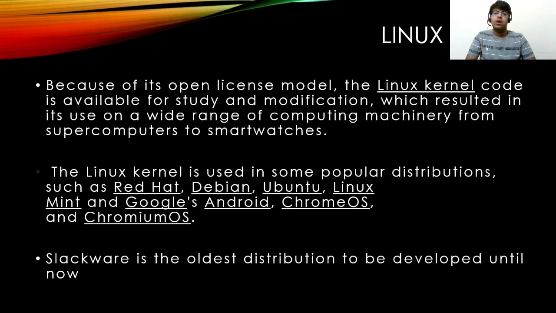Here's a fact: the Linux OS is used in the top supercomputers available. The Linux kernel is also in some popular distributions such as Red Hat, Debian, Ubuntu, Linux Mint, Google's Android, etc. Now, the problem with open license software, especially operating systems, is that we have a lot of variants, making it harder for the user to choose based on their need. Another fact is that Slackware is the oldest Linux distribution developed until this time.